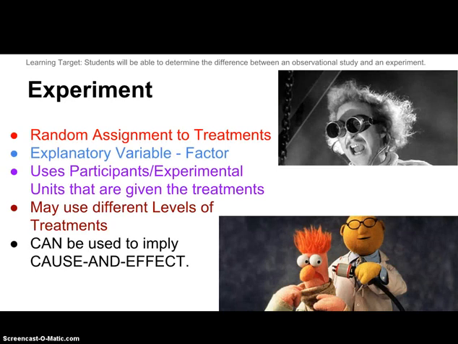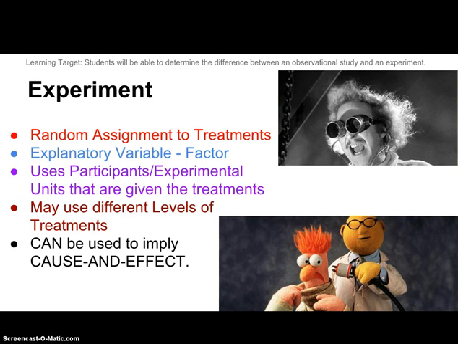So what about an experiment? Well, you don't have to be Dr. Frankenstein to do an experiment, but there are some things that you need to be able to do. The first thing is you need to randomize your participants into treatment groups. So you're going to have random assignment into treatments, and those treatments are some sort of thing you're going to do to or have your participants participate in.